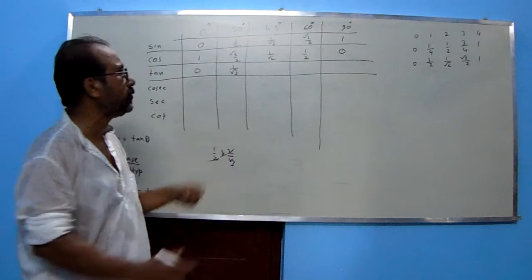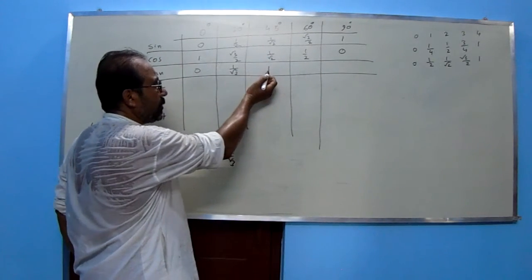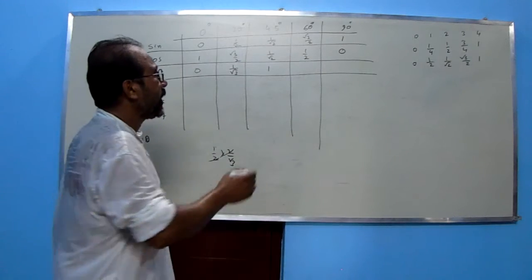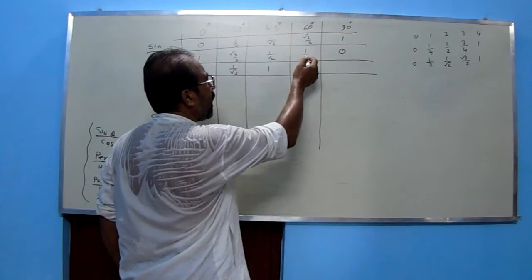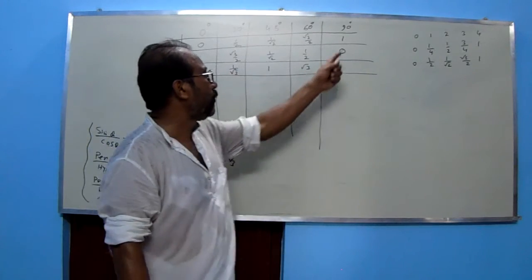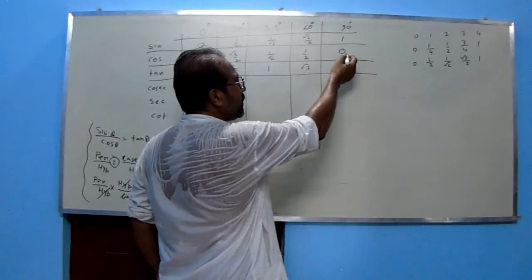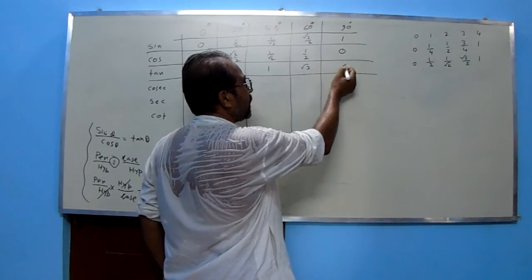Tan 45 means how much? 1 by root 2 divided by 1 by root 2. So it will be 1. Again, root 3 by 2 divided by half. So 2 is gone. It is root 3. Again 1 by 0. For tan theta, 1 by 0 means the denominator is 0, so it is coming as infinity.